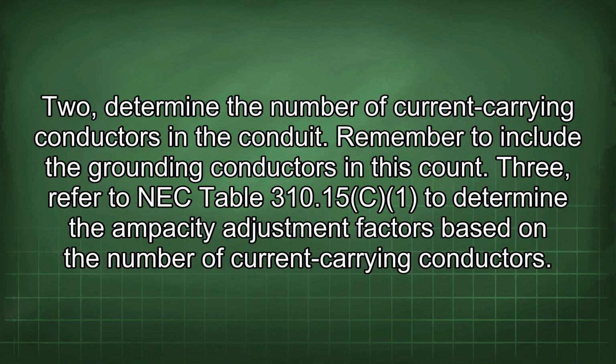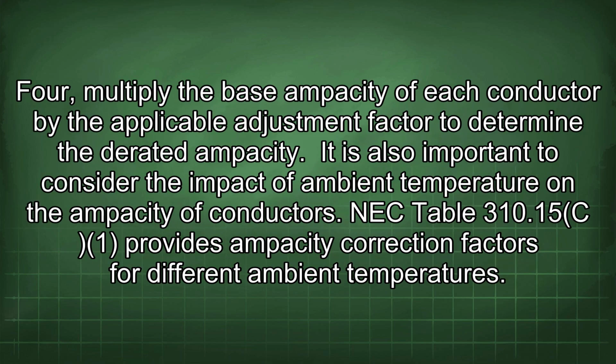3. Refer to NEC Table 310.15 to determine the ampacity adjustment factors based on the number of current carrying conductors. 4. Multiply the base ampacity of each conductor by the applicable adjustment factor to determine the derated ampacity.